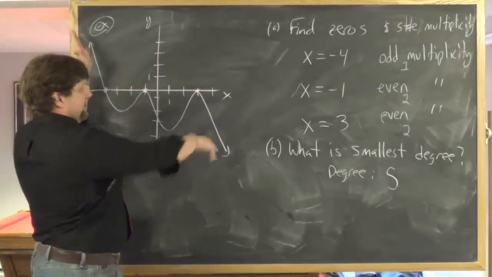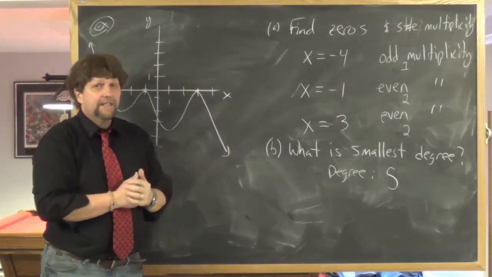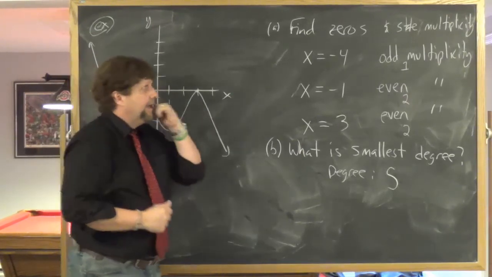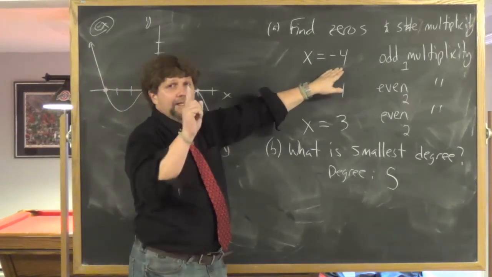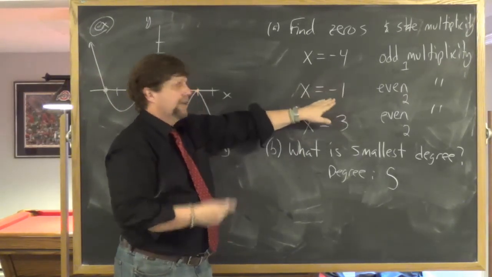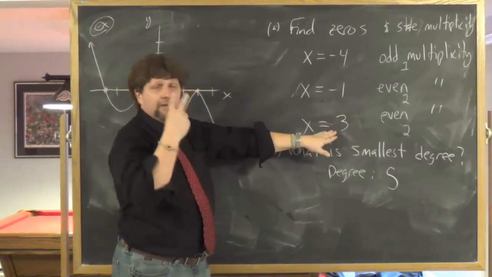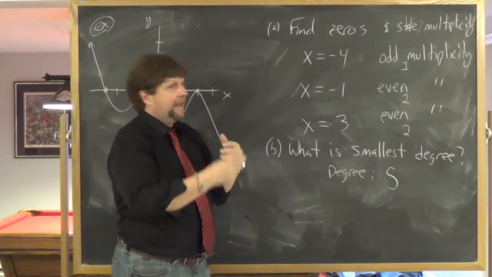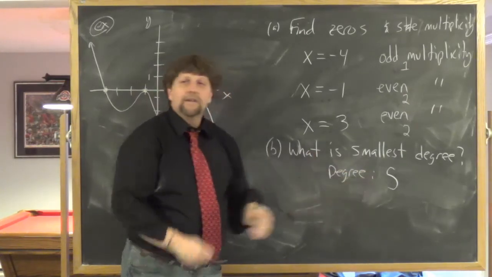This end's going up, this end's going down. 5 is an odd number. And if this 0 only occurred one time, this one occurred 2 times, and this one occurred 2 times, it seems like that would give me a degree of 5.